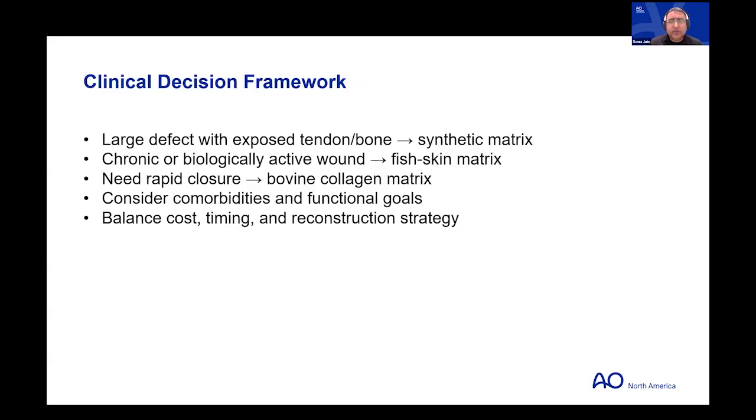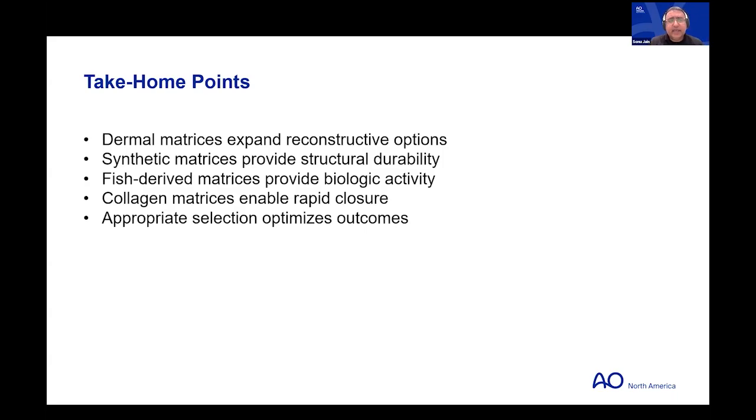And so, when you're looking at these clinically, you want to see what the defects are, maybe consider a synthetic matrix. If it's chronic or biologically active, then maybe consider the fish skin because of the omega-3s. And if you need something that's rapidly closed, then maybe use more of a bovine collagen matrix. So again, consider what you want to get out of it, balance cost, timing, and reconstructive strategy. And the take-home points here are that these expand your reconstructive options, and that these different products give you various advantages to getting coverage over your hand and upper extremity wounds, and appropriately select what works best for you.